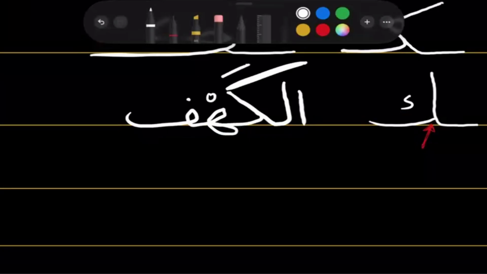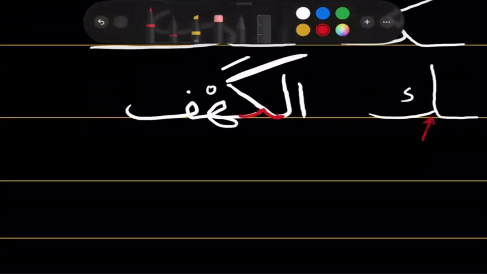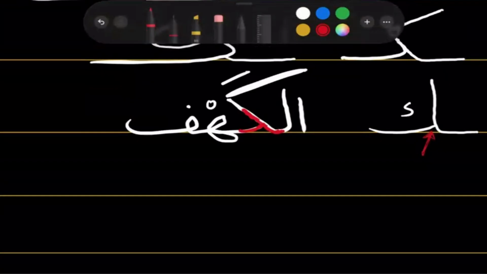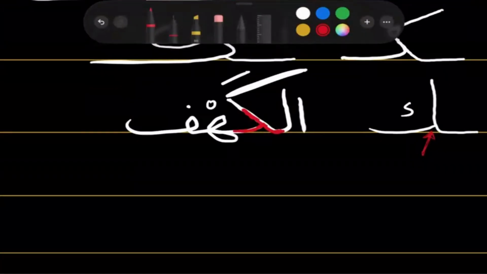Kahf, cave. So, you see the kaf here connecting from the letter before it, and yani, I meant to do that with two colors, but it's okay. Connecting to the letter after it. That's in the middle. What about in the beginning?